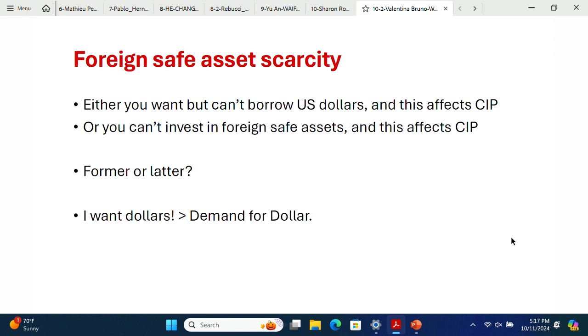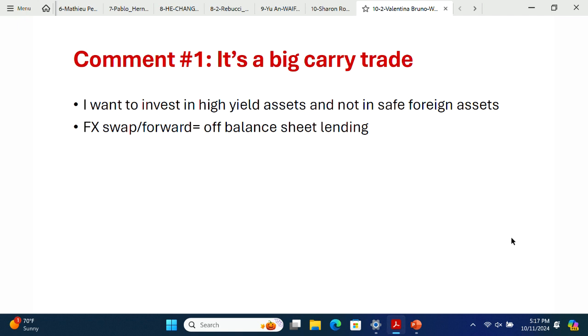Is it the former or the latter? So Sharon is telling us it is the latter, but I want to be convinced that it's not the former, because I want the dollars and I demand dollars. I'm going to have two main comments.